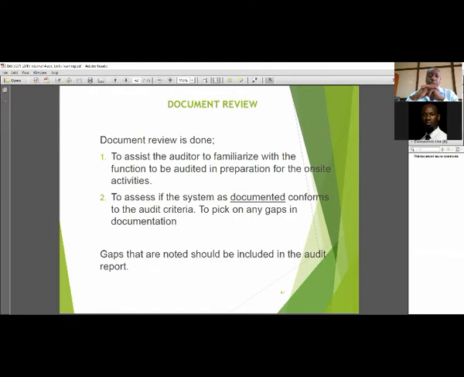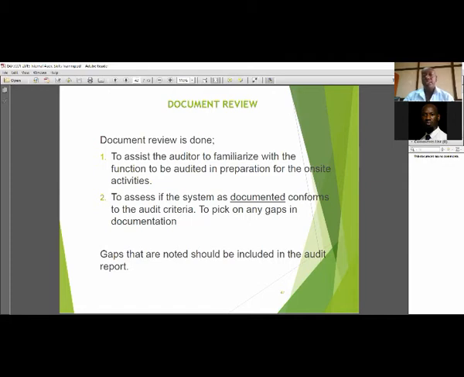The other advantage is to assess if the system as documented conforms to the audit criteria, to pick any gaps. As you go through those documents, you can even start the audit there. You can write your own notes. Maybe there's a section which was not well covered, or the document does not have a numbering system. If you find any deficiency in the document, you can note it somewhere, then you'll include it in your internal audit report. Or you can let the auditee know and they rectify. So it will act two ways.